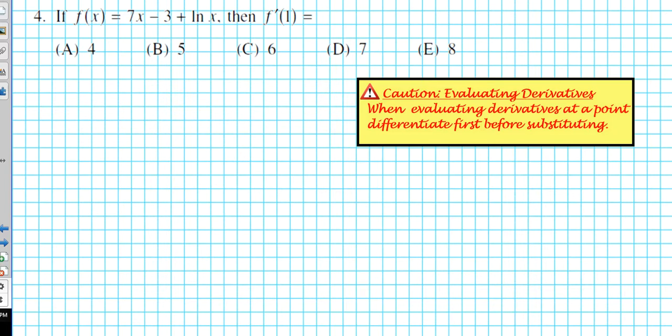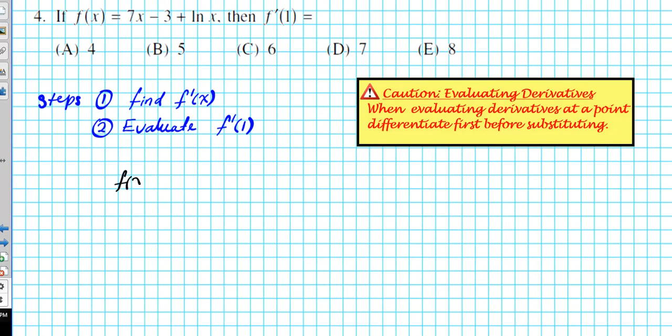Now, these are the steps that I just highlighted in the cautionary steps that we went over. So the steps are, first you find the derivative, find f prime, and then secondly you evaluate the derivative at the indicated point.